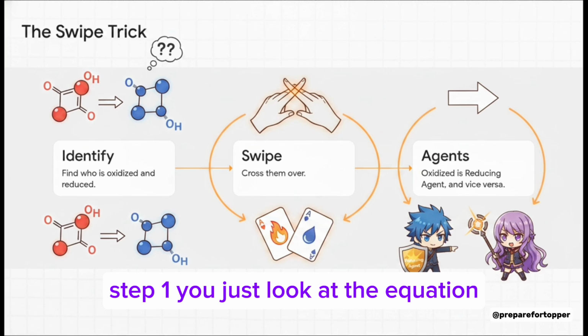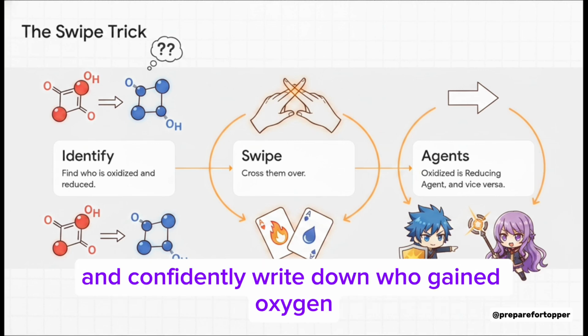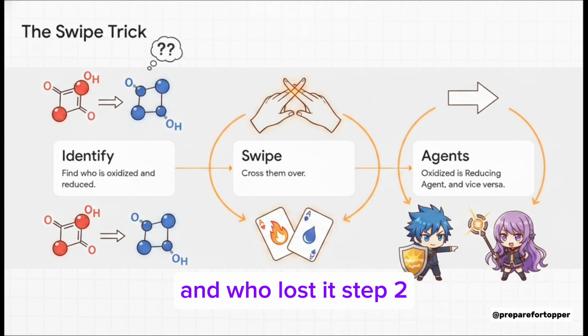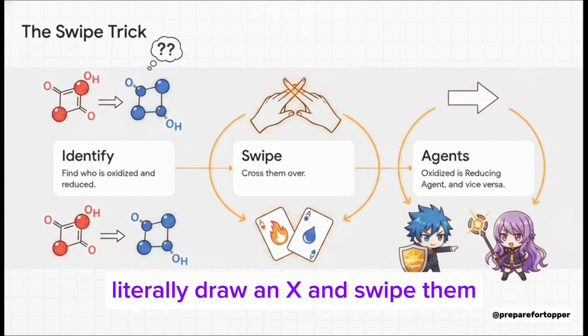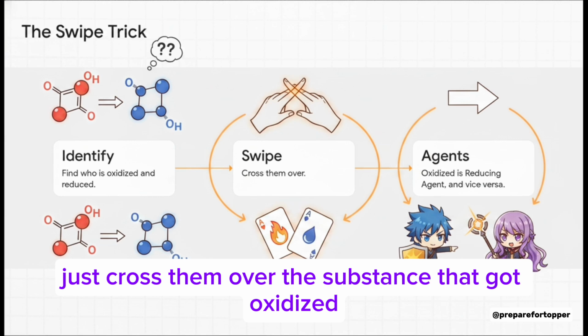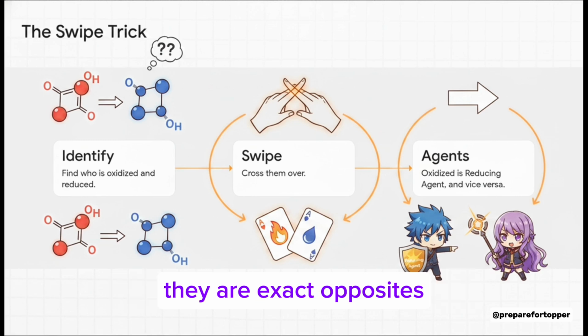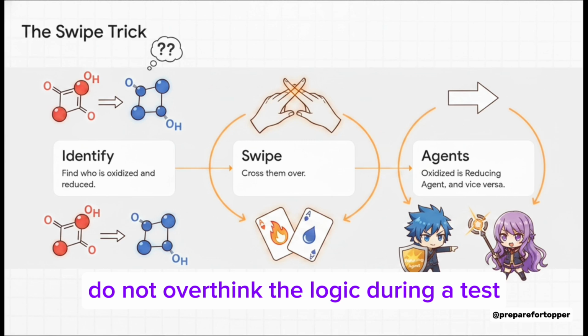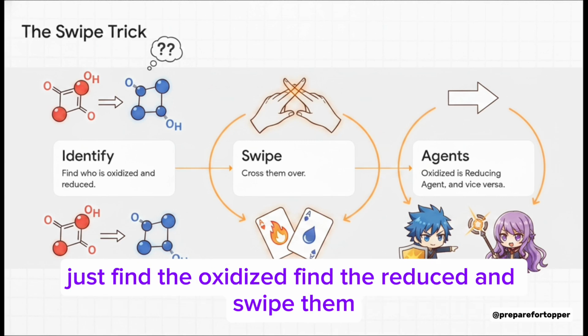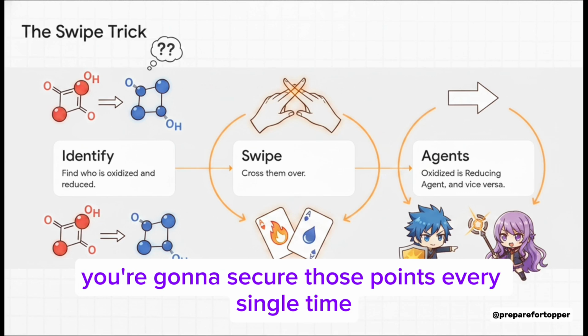Step 1, you just look at the equation and confidently write down who gained oxygen and who lost it. Step 2, literally draw an X and swipe them. Just cross them over. The substance that got oxidized, boom, that is your reducing agent. The substance that got reduced, boom, that is your oxidizing agent. They are exact opposites. Do not overthink the logic during a test. Just find the oxidized, find the reduced, and swipe them. You're going to secure those points every single time.